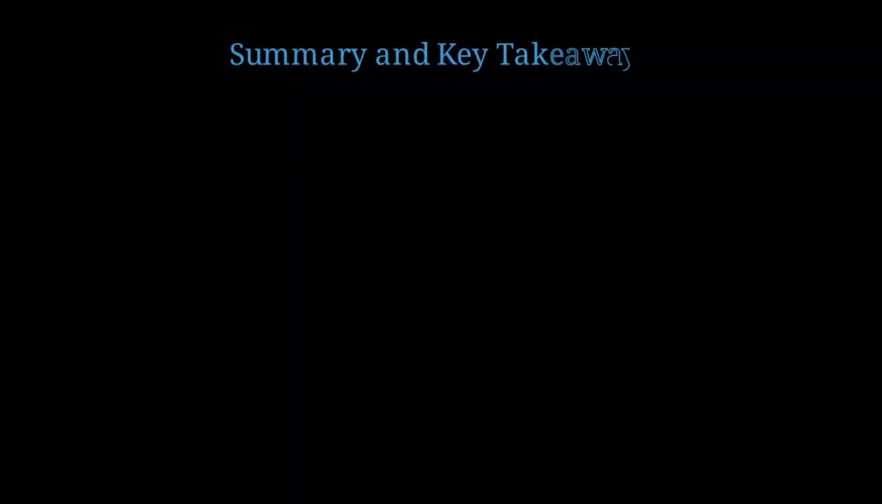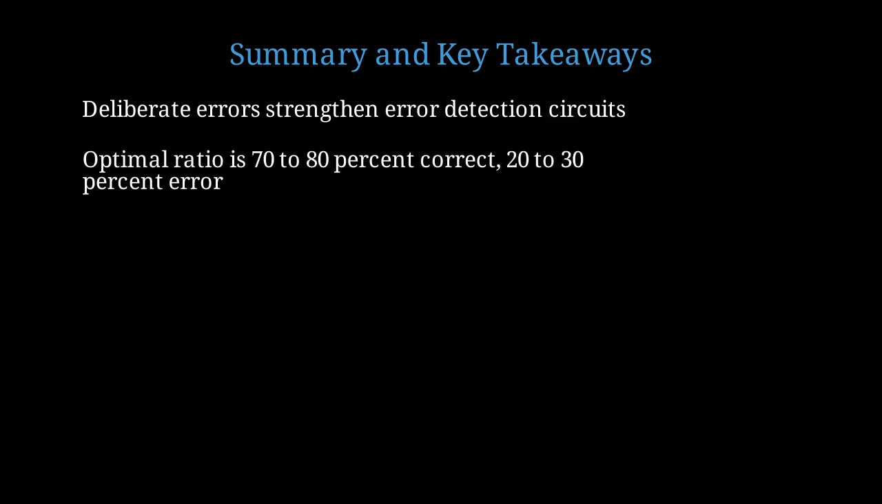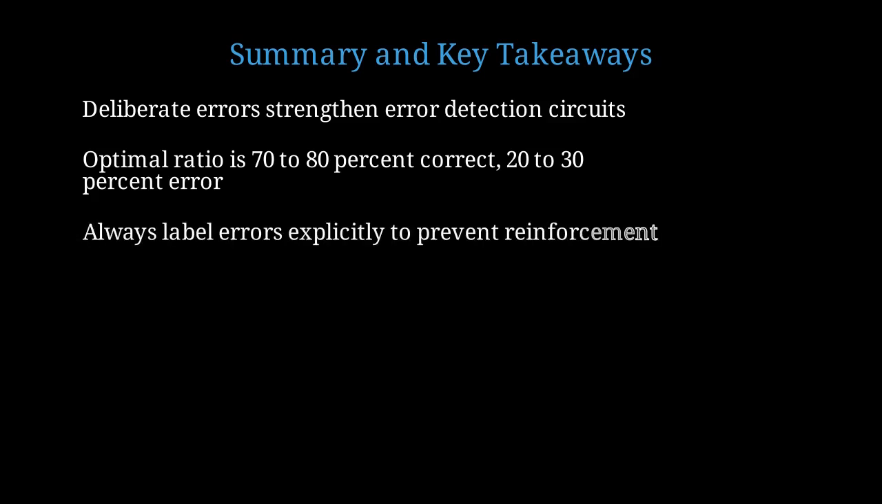Let me summarize the key takeaways about reverse practice. First, deliberately practicing errors strengthens your brain's error detection circuits through enhanced synaptic plasticity. Second, the optimal ratio is about 70 to 80% correct practice and 20 to 30% deliberate error practice. Third, always explicitly label errors in your mind to prevent accidentally reinforcing them. The errors must be conscious and deliberate.